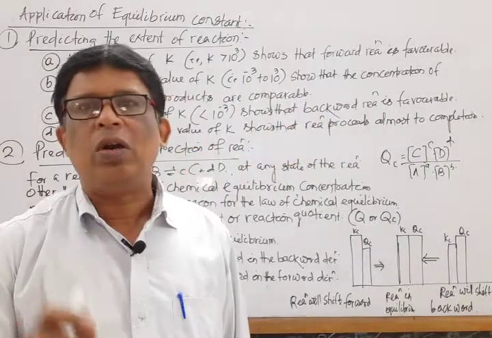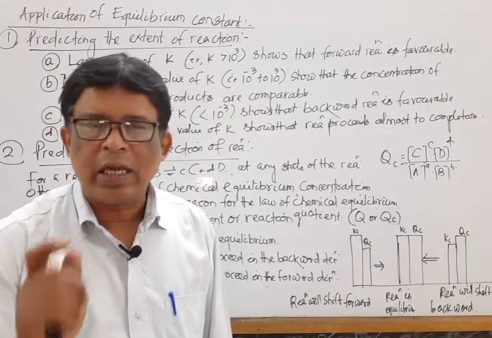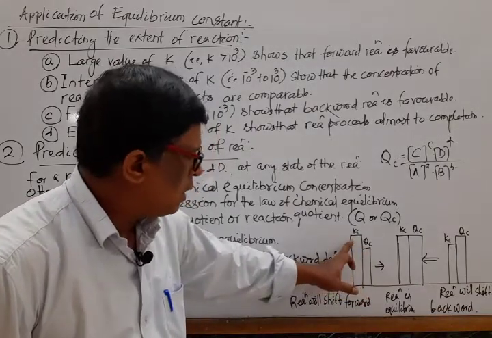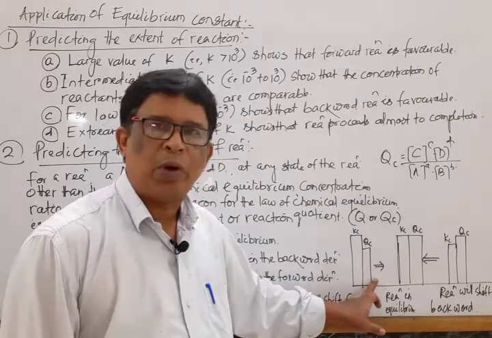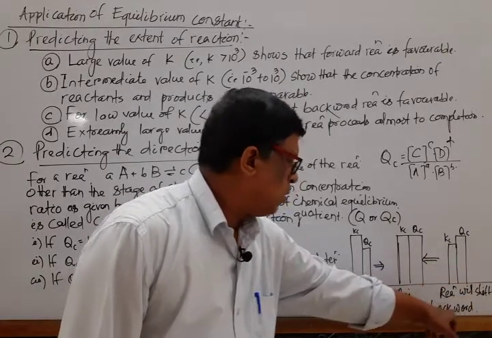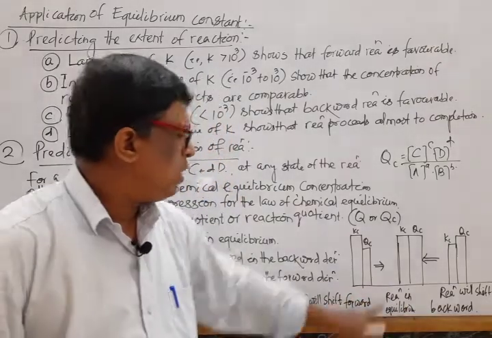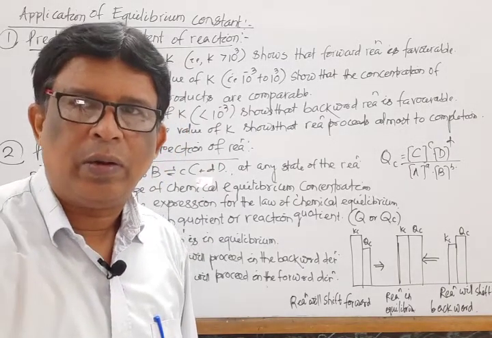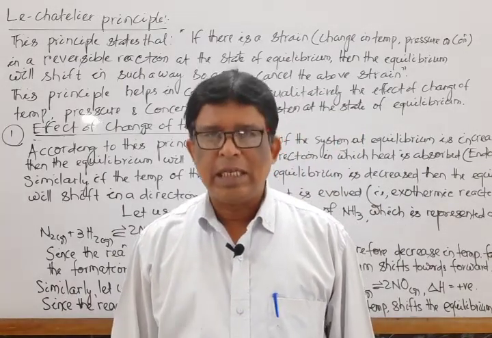So from this we deduce three points. One is Qc is equal to Kc, the concentration quotient equivalent to the equilibrium constant. Qc greater than Kc, Qc less than Kc. Mark the diagram. If Qc is less than Kc, it indicates that the reaction shifts forward, forming more amount of product. On the other hand, if Qc is greater than Kc, it indicates that the reaction will shift in the backward direction, forming more amount of reactant. And last, if Qc is equal to Kc, it indicates that the system is in the state of equilibrium.